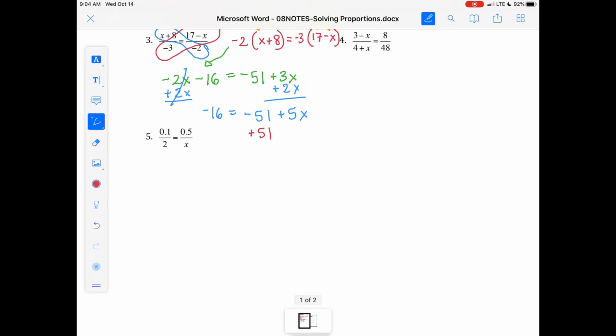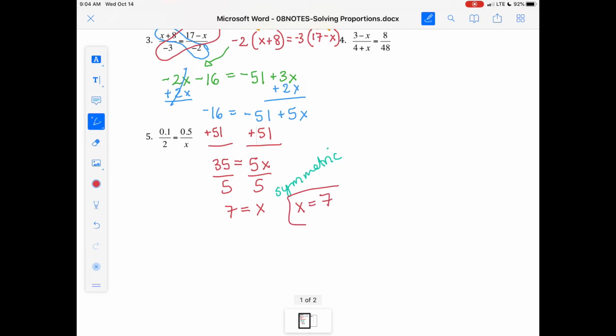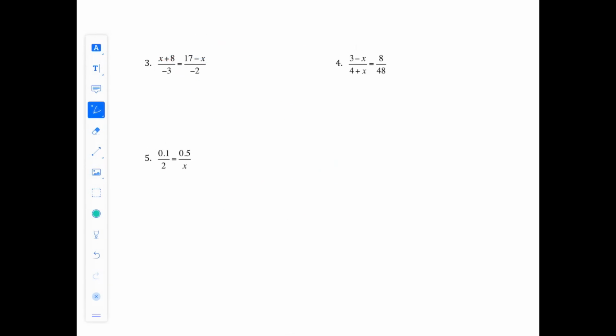So we do the inverse. We add 51 to both sides. So that leaves us with 35 on the left side and 5x on the right. We divide both sides by 5 and we get 7 equals x. And I'm going to use my symmetric property to then say if 7 equals x, I can write that as x equals 7. And let's end on 4.